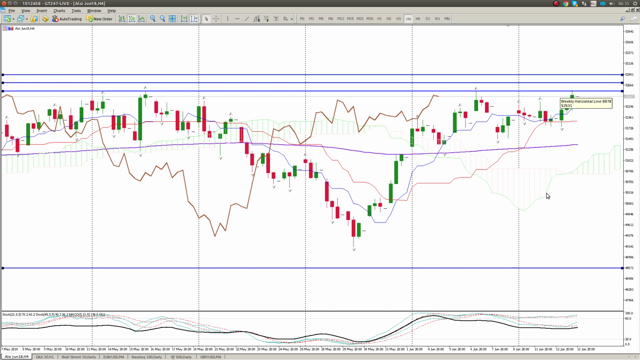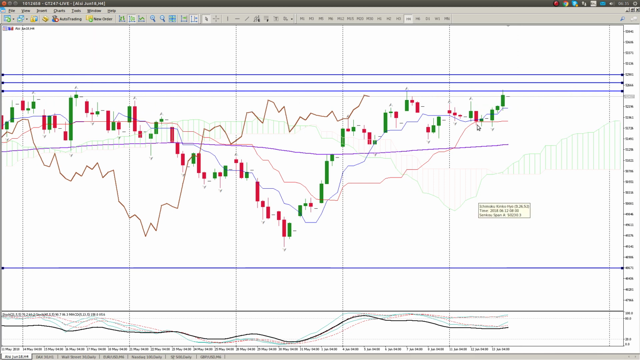Ichimoku is flat. We're running nicely to the upside. Kijun-sen and Tenkan-sen came together here. We bounced off. We're at a level, and you can see how Chikou span is starting to hover. That's basically because it's lagging 26 periods and price has been hovering.